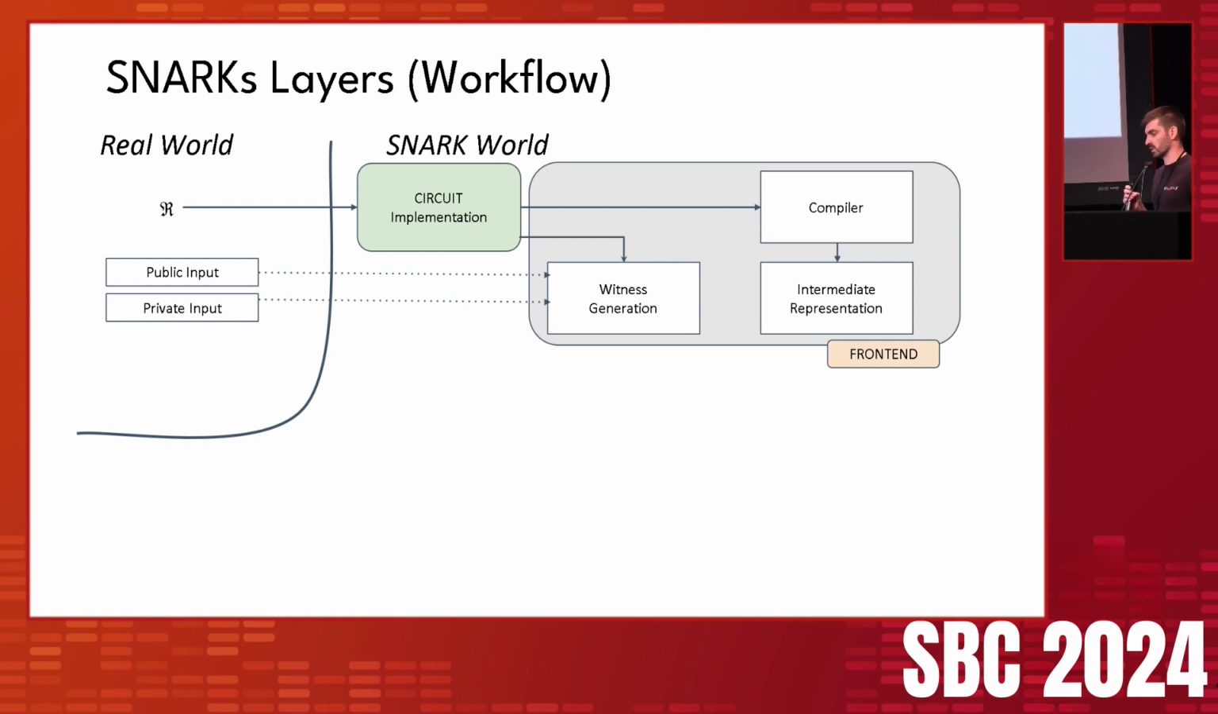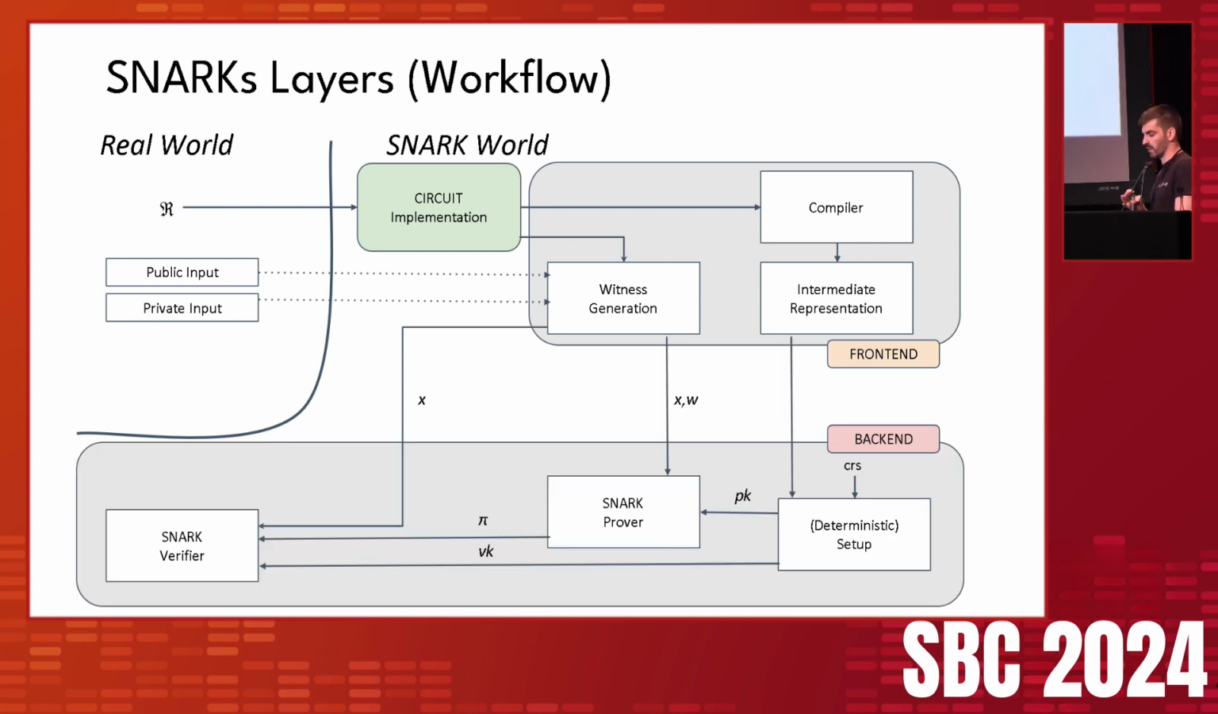The frontend serves two main functionalities. The first is to compile the circuit to an intermediate representation, which can later be our arithmetization, for example, R1CS. The second process that the frontend performs is witness generation. That takes some public input, some private input, and the circuit, and produces our trace and our witness, which includes a private part, which we call W, and a public part, which we call X.